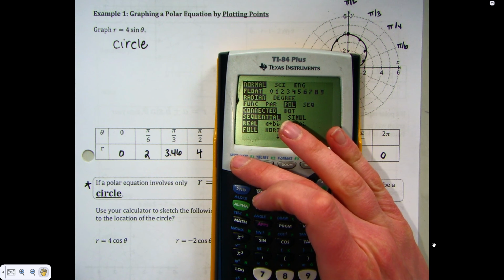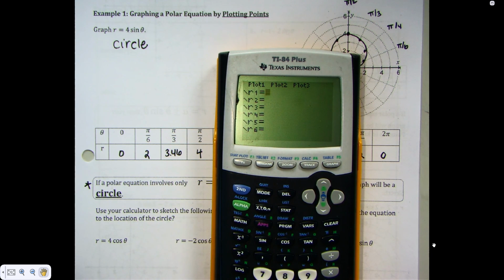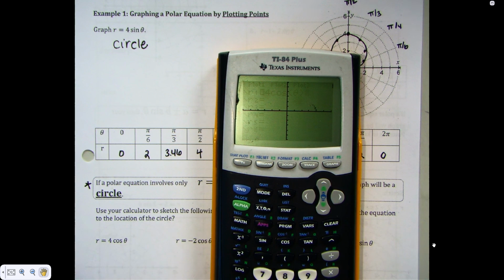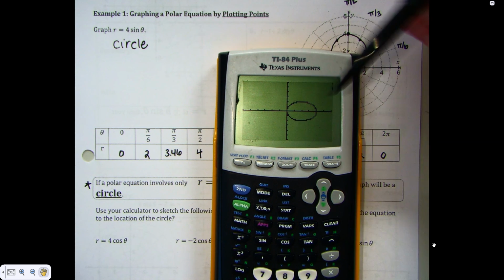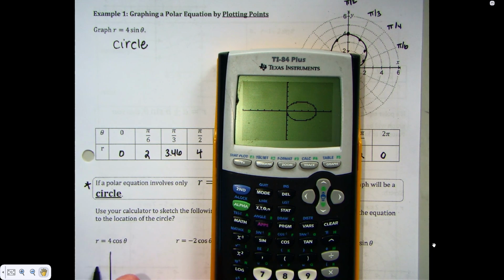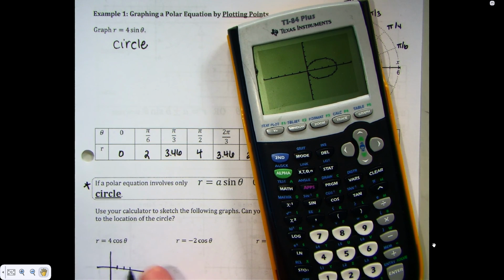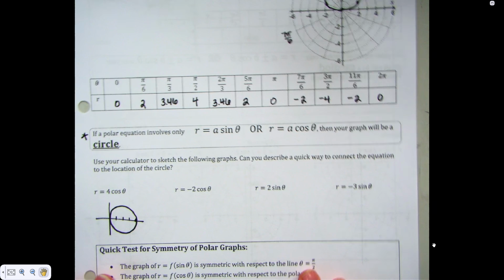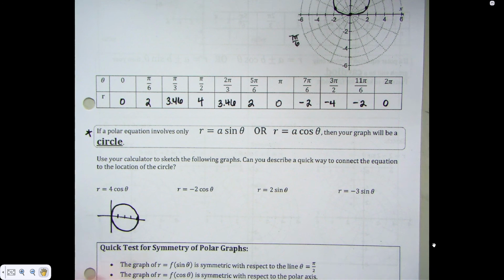So you want to go back to y equals. And for example, let me just show you what I mean by a quick sketch. Let's type in the next one, 4 cosine of theta, close it out, and I'm going to look at my graph. Okay, you can kind of use the tick marks here, 1, 2, 3, 4, right? And I'm just going to quickly sketch that it went out 4 units, and it's in what would have been the x direction previously. Now we're on the polar axis. So go ahead, pause the video, type in these others, and make me a quick sketch.